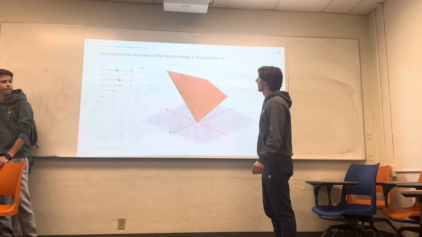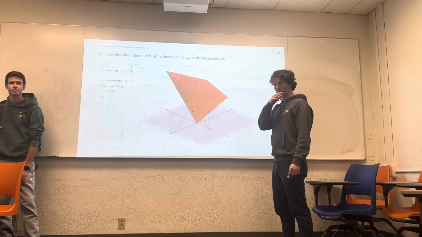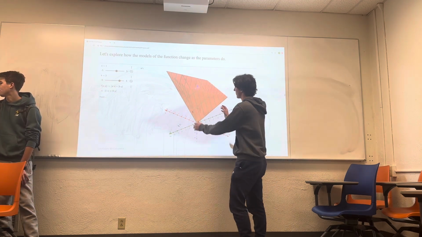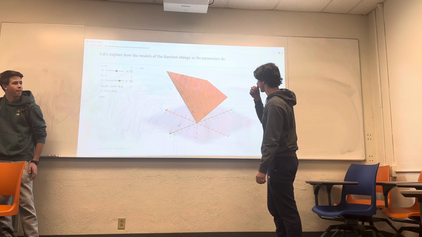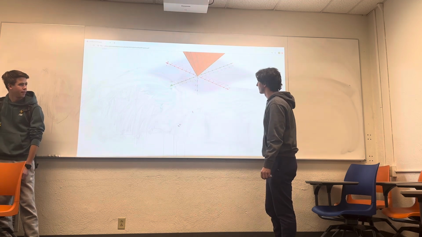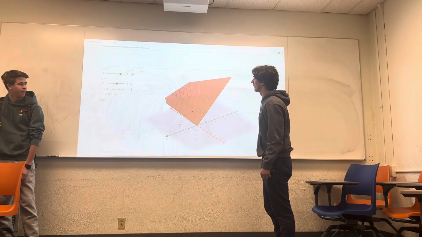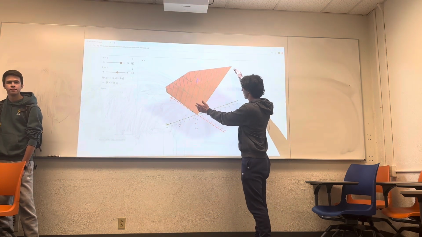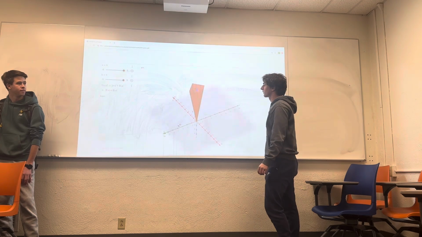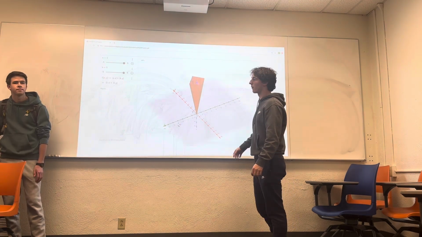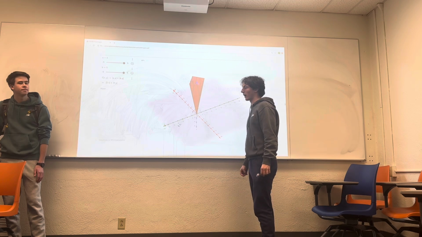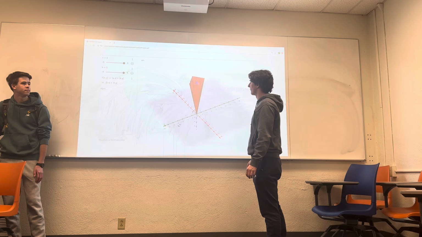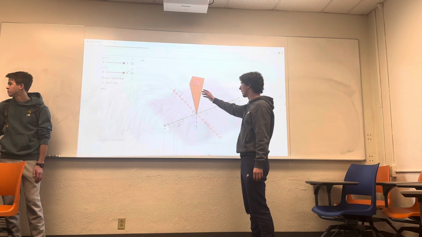Now we're going to explore how the models of the function change as the parameters change, so as we move a and b. When a equals 1 and b equals 3, we have a much wider function, especially in the x direction. As we change to a equals 3 and b equals 1, which is flipping it, it's much longer in the y direction. Then when a and b are both 5, the z value is increasing faster, so it's more skinny, more narrow, with higher slopes on each of the sides of the shape.